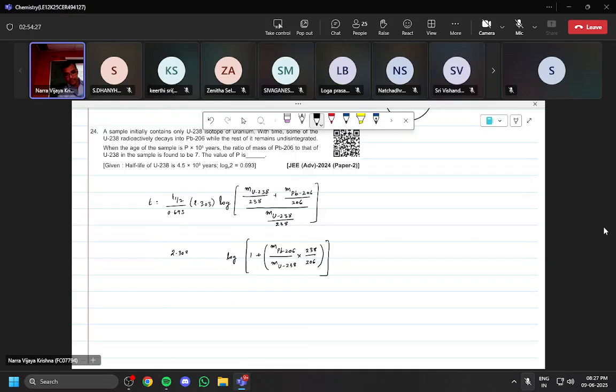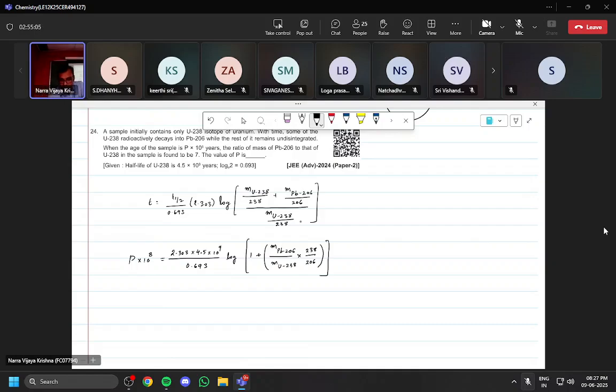2.303 into what is T half? Oh, no need of this. Okay, let it be. So 2.303 into T half, 4.5 into 10 power 9, upon 0.693, is equal to T, which is P into 10 power 8 years. And I wrote T half also in years. So this is in years, here also in years, right?